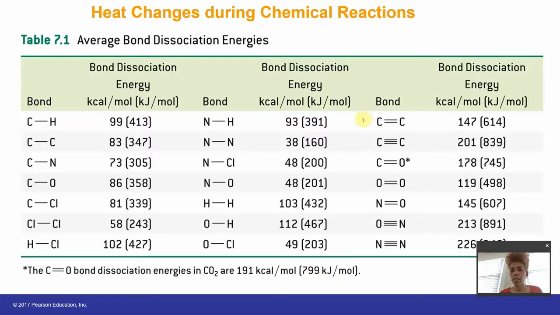Notice here that a carbon-carbon double bond requires only 147 kilocalories per mole to break that bond, whereas the carbon-carbon triple bond requires 201 kilocalories per mole to break that bond. Take a look also at the nitrogen-nitrogen bond. A single bond is only 38 kilocalories per mole, whereas a triple bond over here is 226 kilocalories per mole.